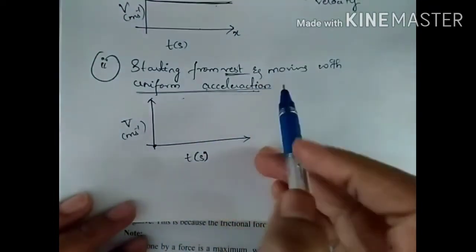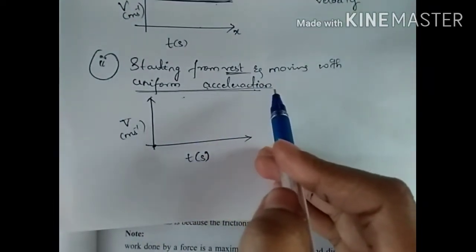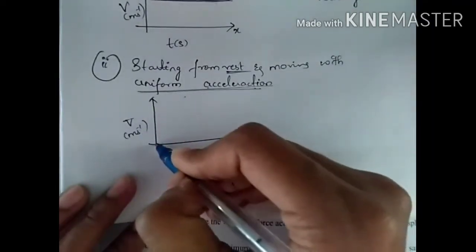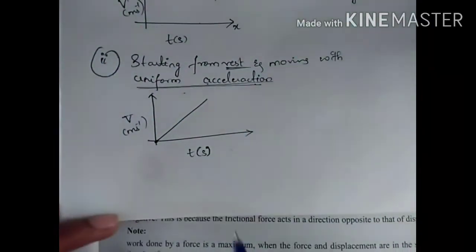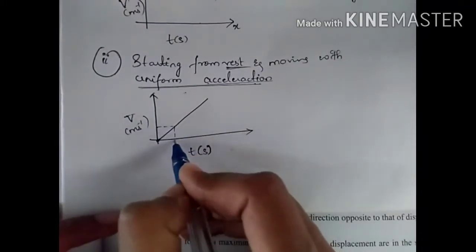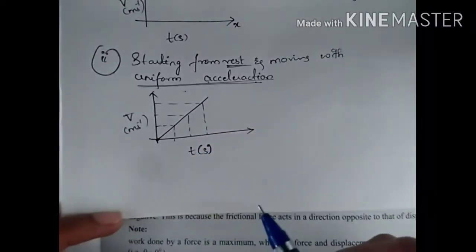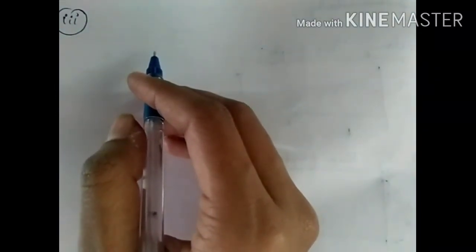Now for uniform acceleration, the velocity that is given for a body at different intervals of time will always remain constant. Then we get the straight line. So the body will have equal velocity in equal intervals of time, which gives you the uniform acceleration. Now the third case is for a body starting with initial velocity and moving with uniform positive acceleration.